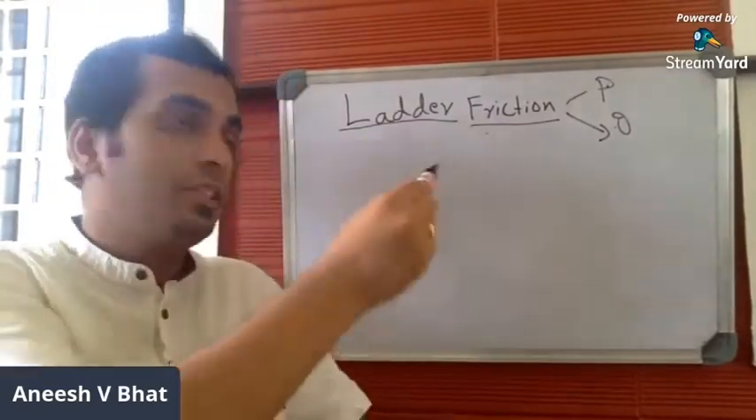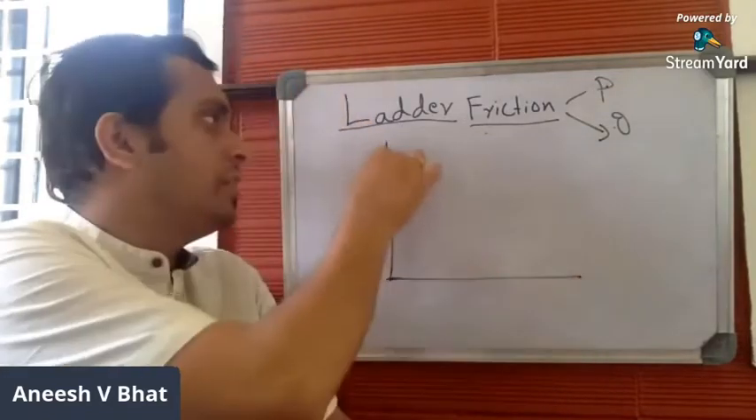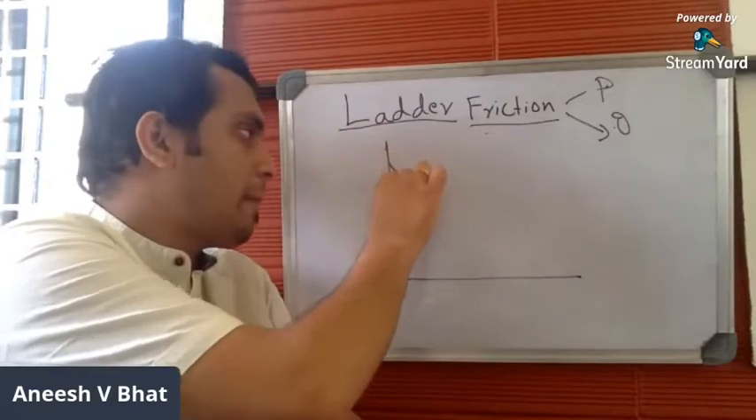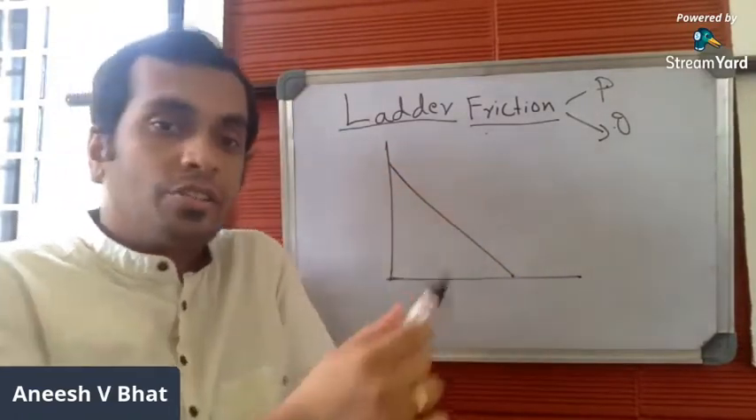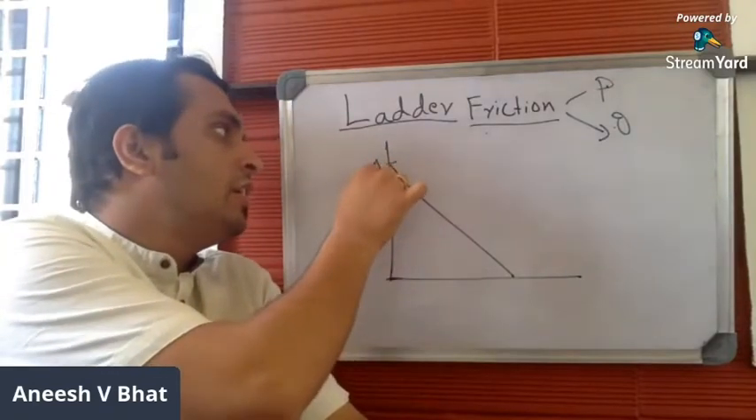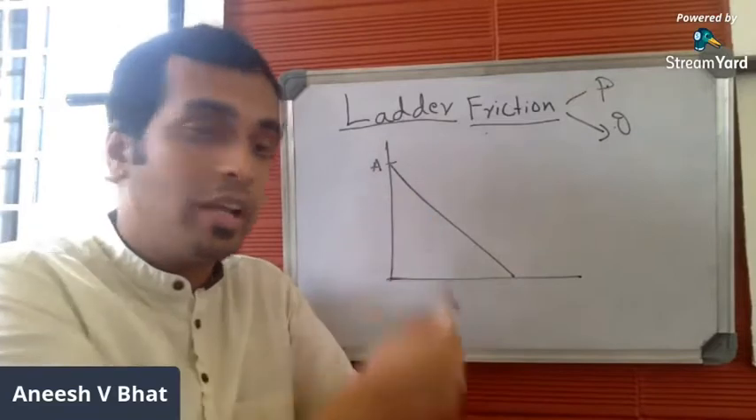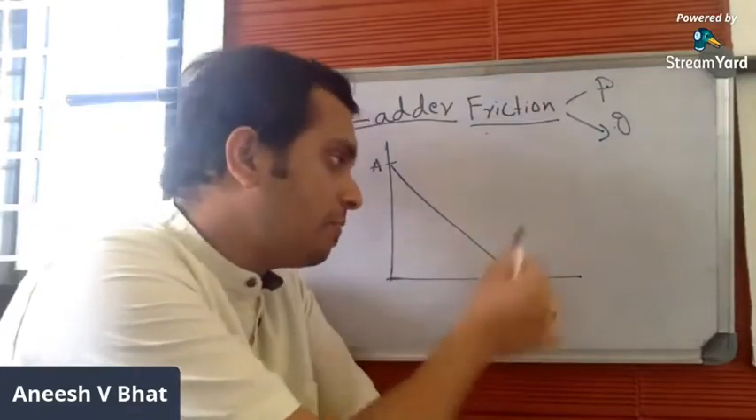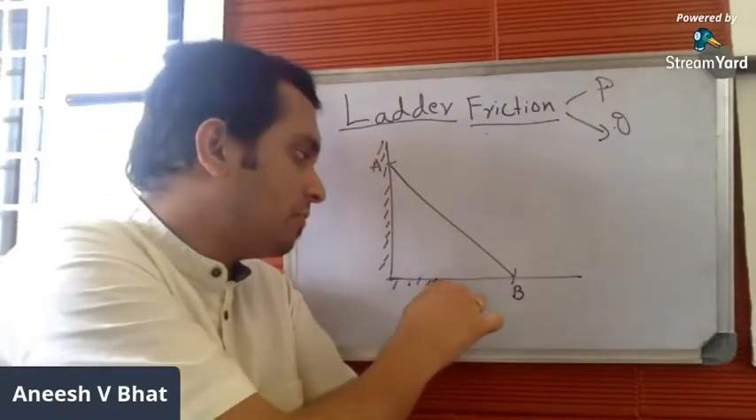Again, to understand the steps, I'll just consider an example of a ladder which is in contact with the wall and floor. Let me consider this as the cross section of the ladder. Now the ladder is in contact with the wall, and let me consider the contact point of the ladder with the wall as A and with the floor as B. This is the wall and this is the floor.